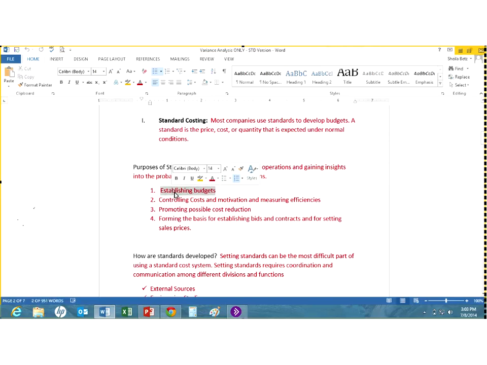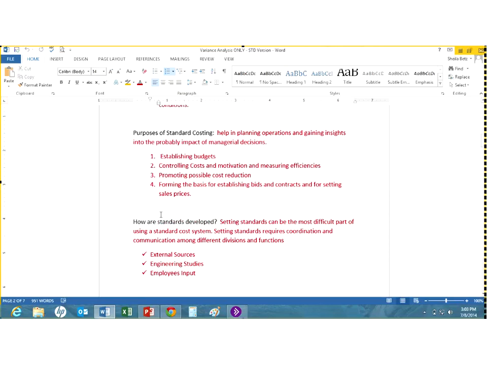Uses of standard costing: a big one is to establish budgets, right? We can't establish a budget if we don't know what we're expecting to pay for something. To control cost and maybe motivation to decrease cost, which is moving right into promoting possible cost reduction. In addition, especially if you are on the government side, standard costing is going to be important for establishing bids and contracts, and if you're going to set sales prices.